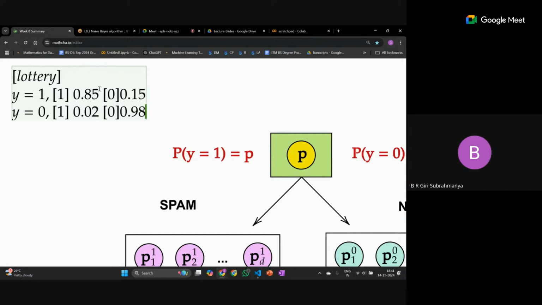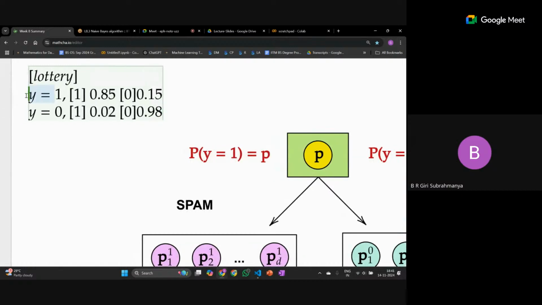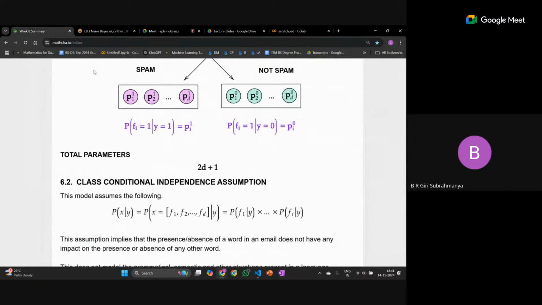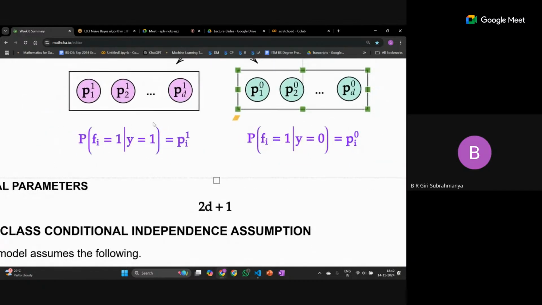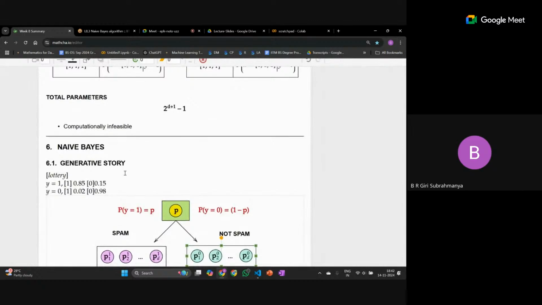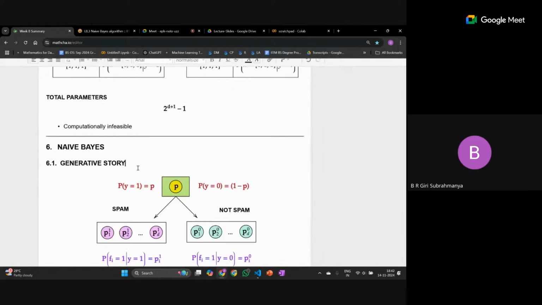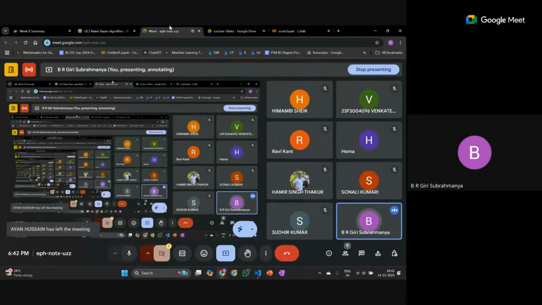So if it is given that the email is a spam, then the probability that the word lottery is there in your email is 0.85. And given it's not a spam, the probability that the word lottery is there in your email is 0.02. So this is what is being given by this one. Now this corresponds to these coins, and this corresponds to these coins. So this is the generative story. Is there any doubt?